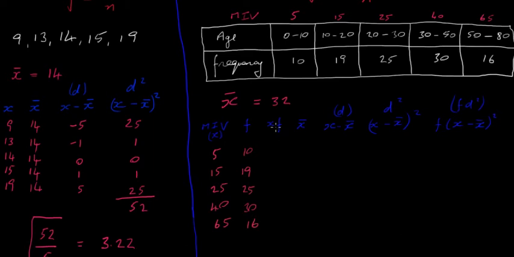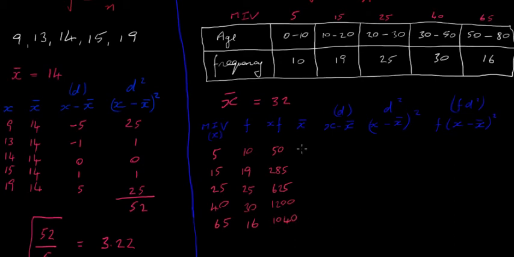Okay, x times f then. We're going to multiply our x times our f. That gives us 50, 285, 625, 1200, 1040.